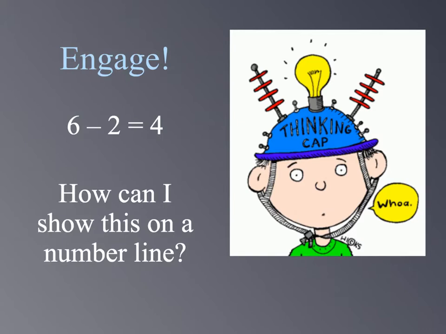Let's engage. Look at the fact 6 minus 2 equals 4. How can I show this on a number line? So here I have my number line. Not the most perfect number line, but a number line. We're going to start at 6 and jump back 1, 2, and that lands us on 4. So that shows us 6 minus 2 equals 4 on the number line.